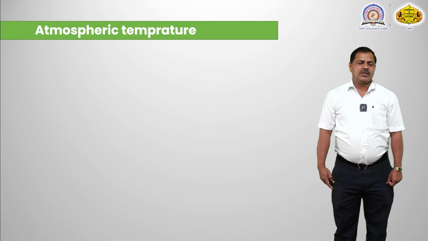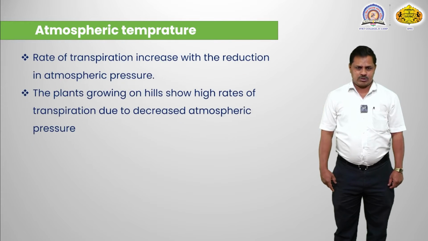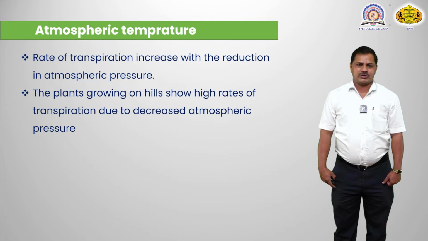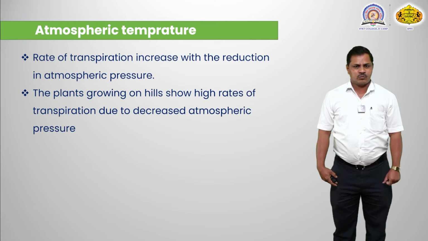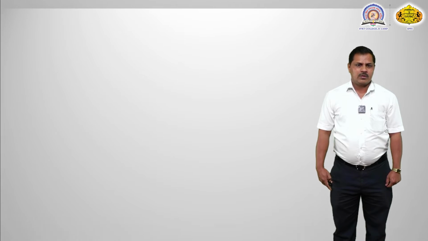Then another external factor affecting the rate of transpiration is atmospheric pressure. The rate of transpiration increases with a reduction in atmospheric pressure. Plants growing on hills show a high rate of transpiration due to the lower atmospheric pressure. Atmospheric pressure is also a major factor for the loss of water molecules.